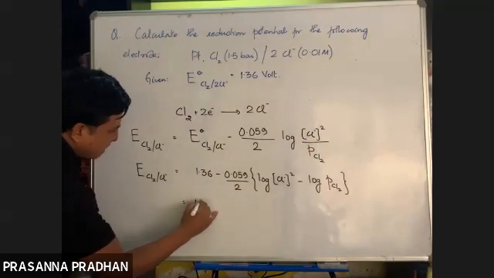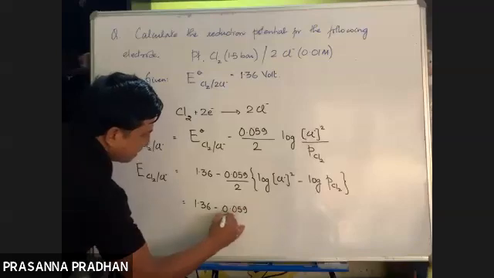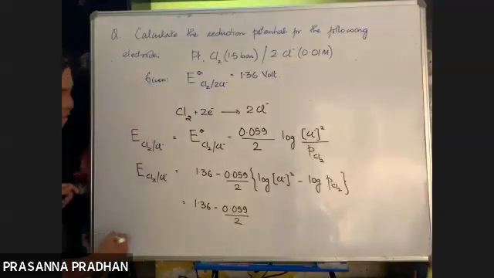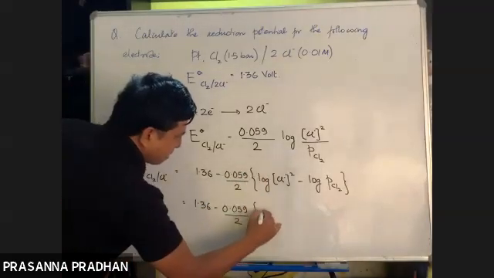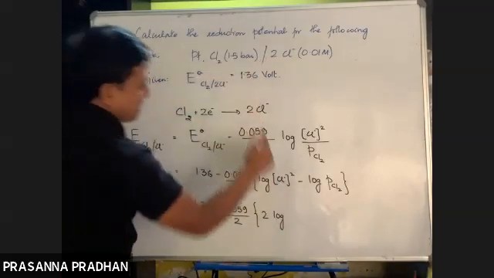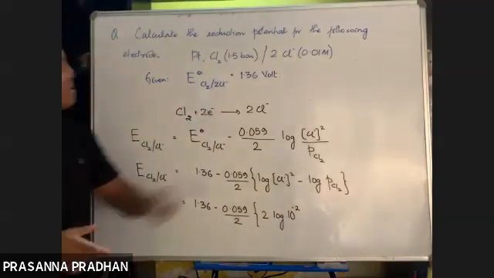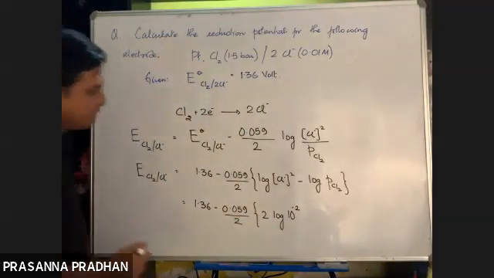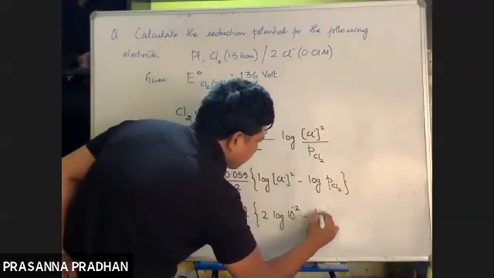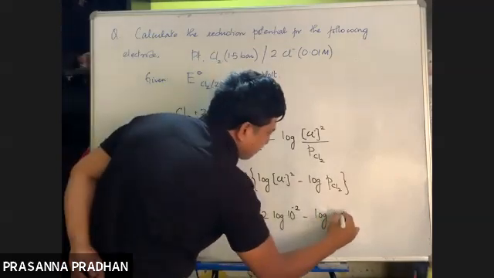Now it's solved. So 1.36 minus 0.059 divided by 2, so it will be 2 log. What is the concentration of chloride? The concentration is 10 to the power minus 2. 0.01 means 10 to the power minus 2. Minus log. What is the partial pressure of chlorine? It is 1.5.